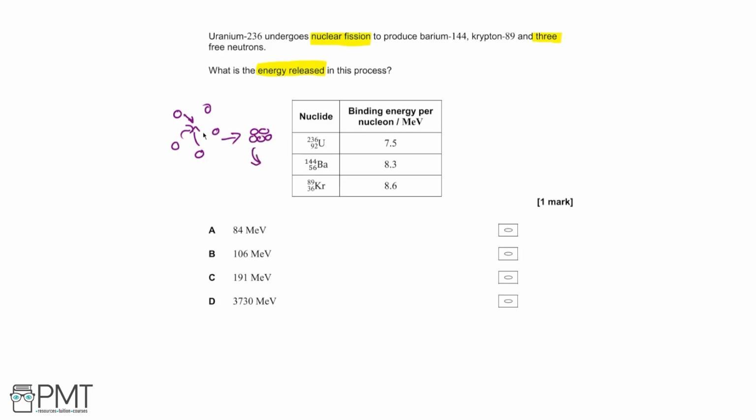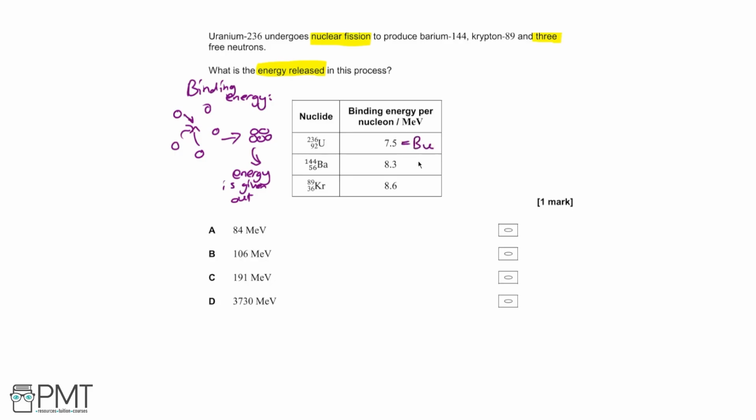So, in this process of the nucleons coming together, energy is given out. In this question, we're given the binding energy per nucleon. So therefore, any binding energies that we want to calculate are going to result from multiplying the binding energy per nucleon by the number of nucleons in that nuclide.